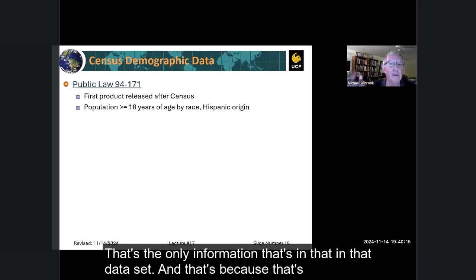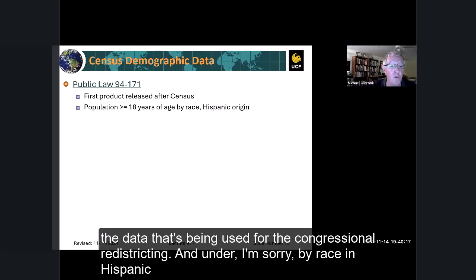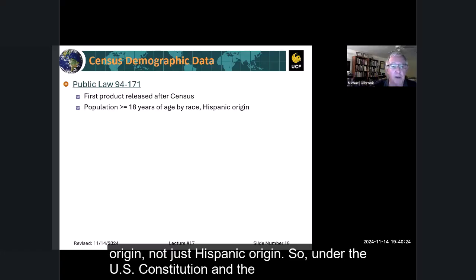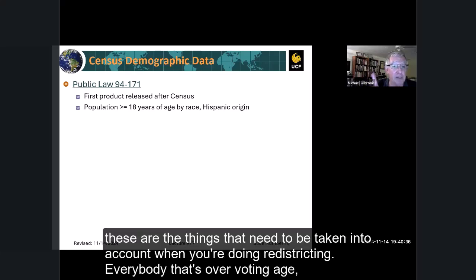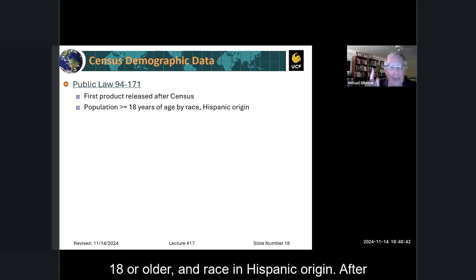And that's because that's the data that's being used for the congressional redistricting, and by race and Hispanic origin, not just Hispanic origin. So under the US Constitution and the Civil Rights Acts of 1964, 65, these are the things that need to be taken into account when you're doing redistricting. Everybody that's over voting age, 18 or older, and race and Hispanic origin.